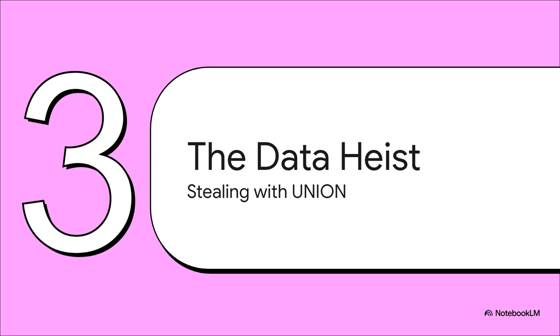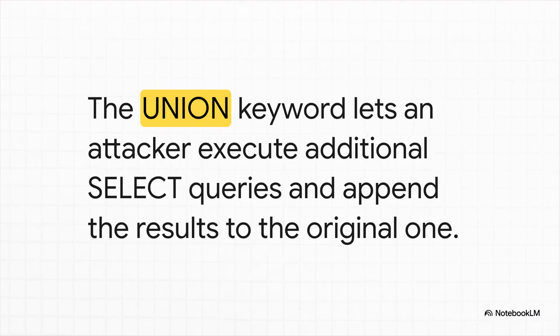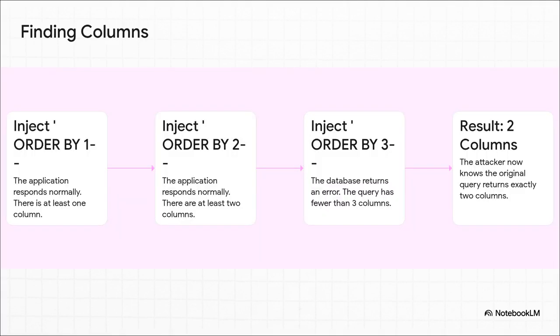And with a slightly different technique, they can go from just tricking the website's logic to pulling out tons of sensitive information from totally different parts of the database. The primary tool for this kind of data heist is a SQL command called union. Now, its legitimate purpose is to combine the results from 2 different queries into one neat little package. But an attacker uses it to basically glue their own malicious query onto the end of the website's normal harmless one. Before the attacker can pull this off, though, they have to do a little bit of detective work. See, for union to work, their secret query has to return the exact same number of columns as the original one. So what do they do? They start probing.